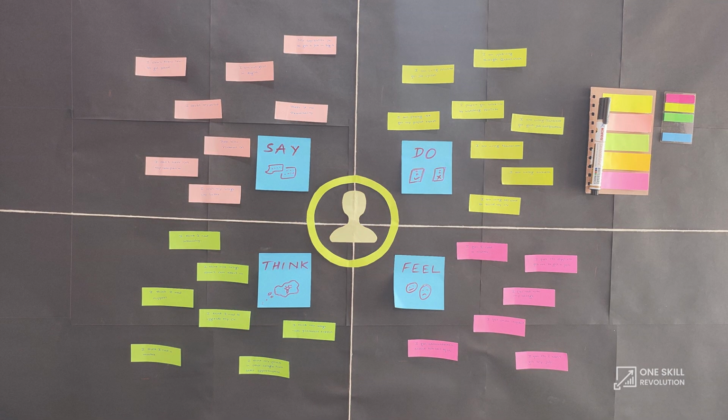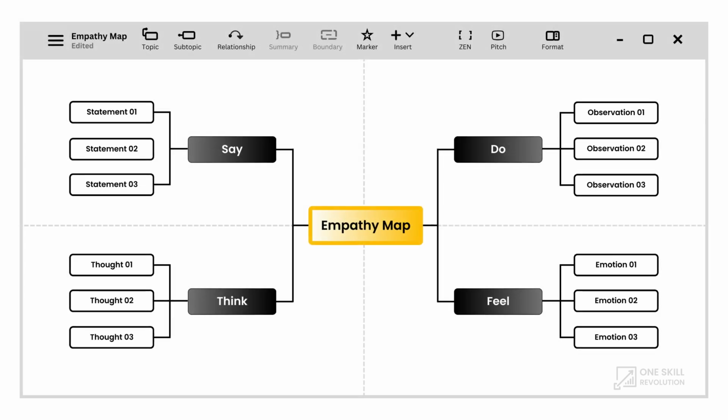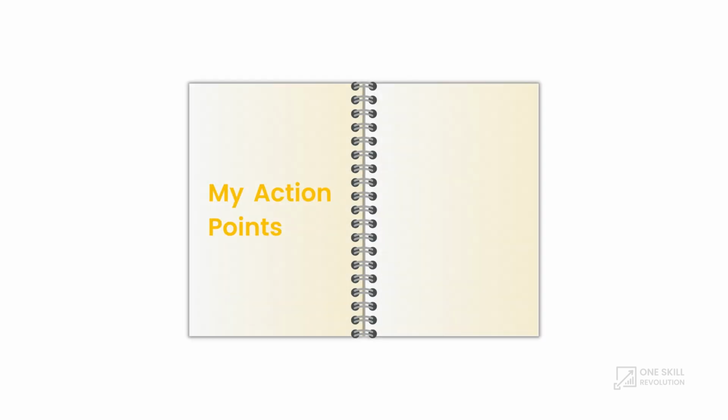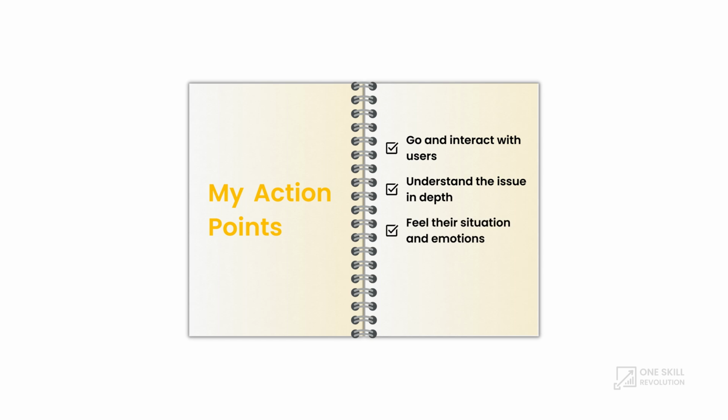We analyzed it and developed the same in mind mapping software, which will help us define the problem and develop a solution in the following stages. Now you go to your users, interact with them, understand the issue in depth, feel their situation and emotions connected with the problem, project, or product you are working on, and develop an empathy map.